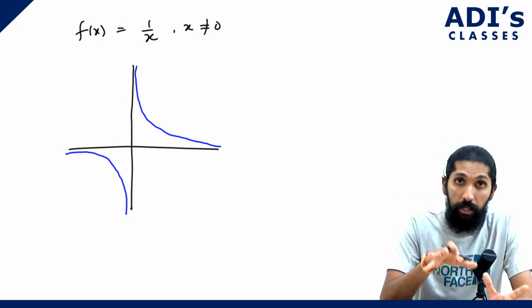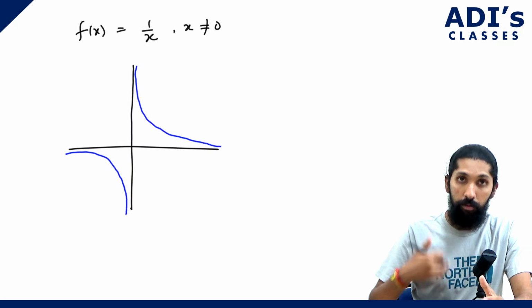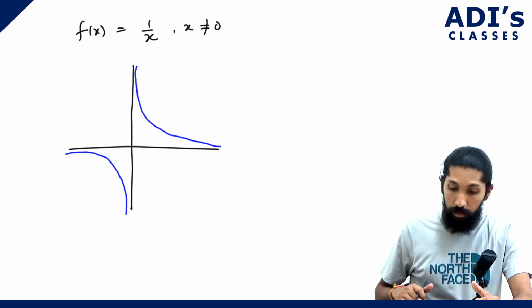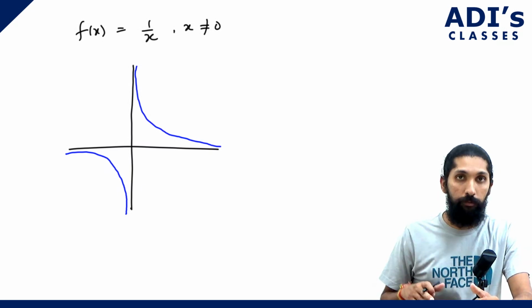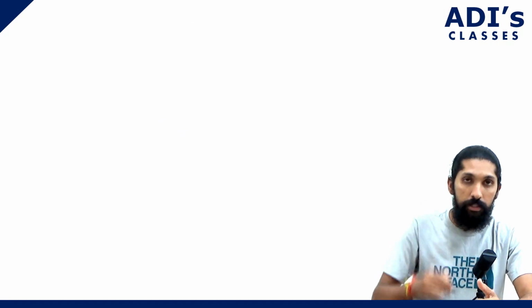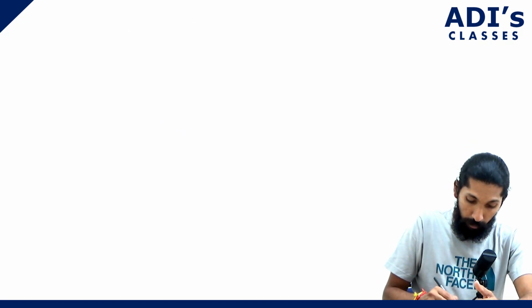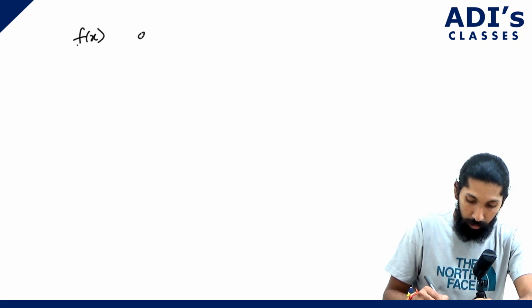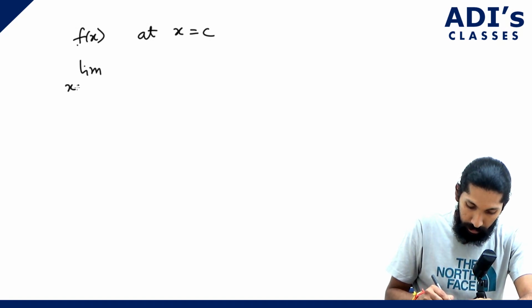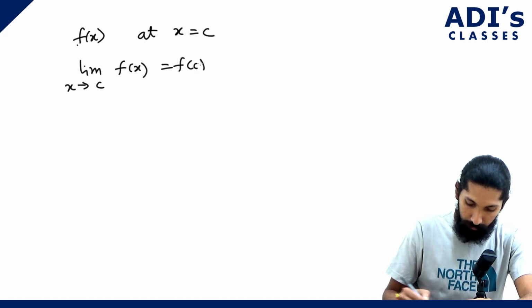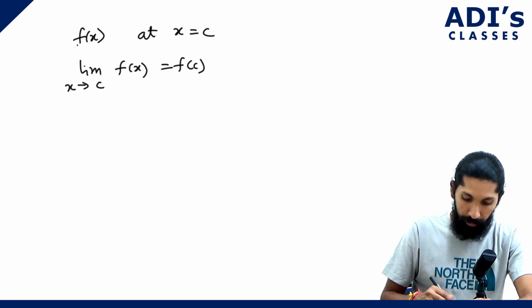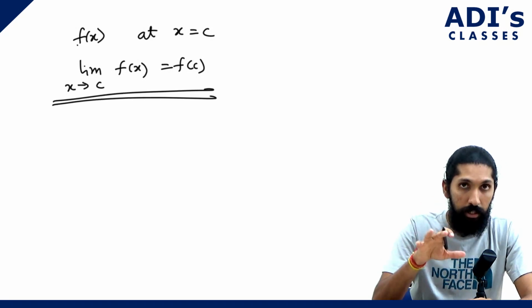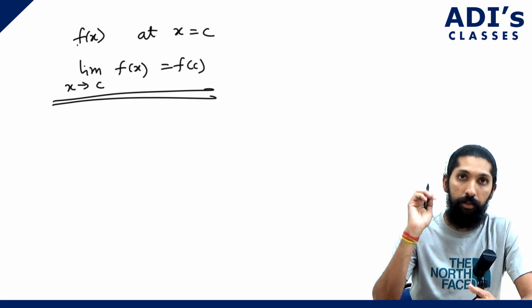Now, the same thing we can say mathematically, you have to define it, correct? So how we define the continuity of a function is that a function f of x is said to be continuous at x is equal to c if limit as x tending to c of f of x is equal to f of c. So this is how we define that a function is continuous at a particular point.